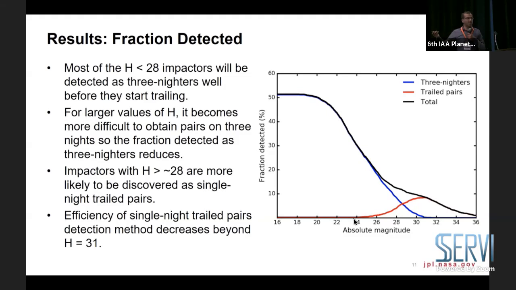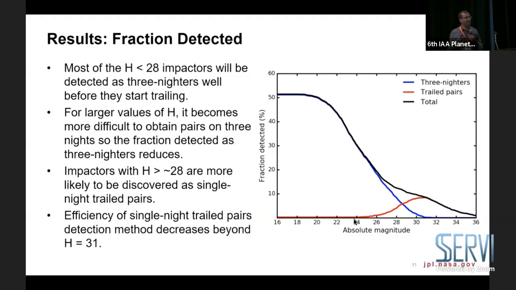If you go beyond absolute magnitude of 28, it becomes more likely that the asteroid will be discovered by single night trail pairs instead of 3-nighters. And over absolute magnitude of 31, it just becomes difficult to detect anything. But there are way more of these smaller asteroids, the larger absolute magnitude ones, than the lower ones.